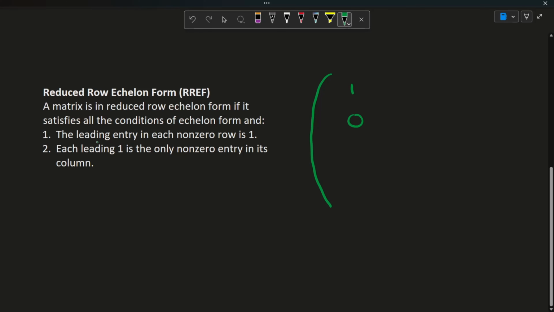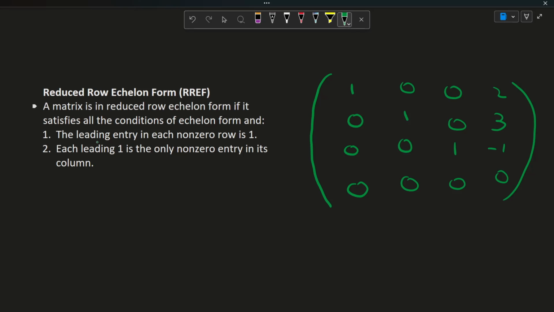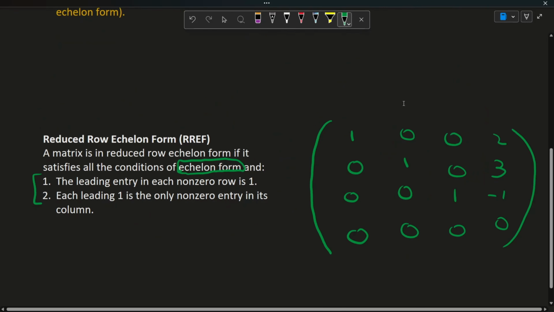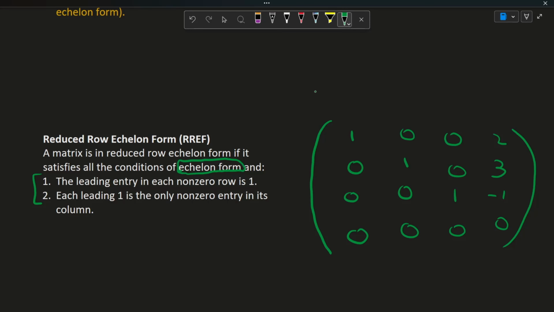So we have 1, 0, 0, 0, 0, 1, 0, 0. So this is our matrix. Now let's see what these rules mean. The first rule states that a matrix is in row-reduced echelon form if it satisfies all the conditions of echelon form, and these two rules. So our first step to check if this matrix is an RREF is to see if it satisfies the conditions of echelon form.